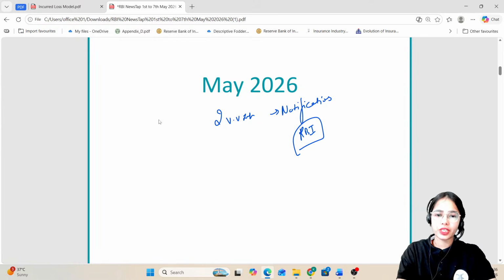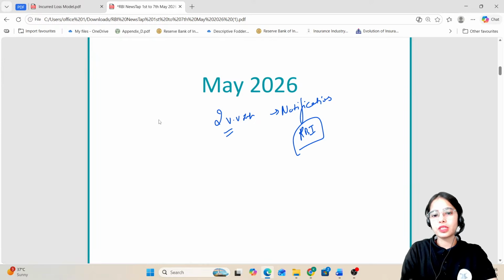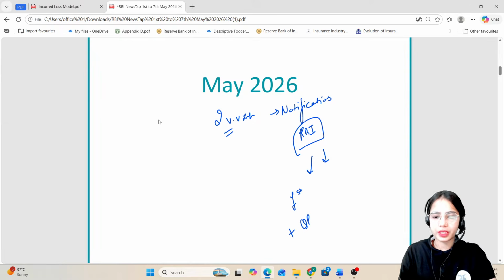Welcome to the Finance 360-degree session, everyone. Today we are going to discuss the notifications of the RBI. The first notification is regarding the addition of quarterly profits in the common equity tier 1 capital. We will discuss how this will be added, what common equity tier 1 capital is, and what important percentages you have to remember from the examination perspective.